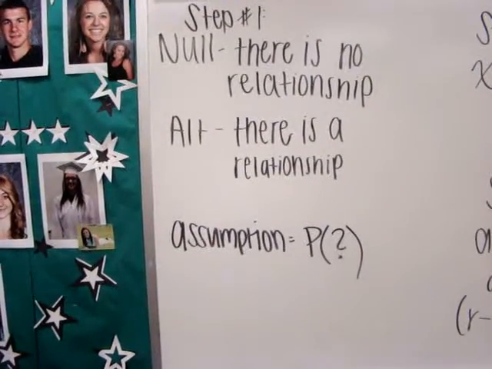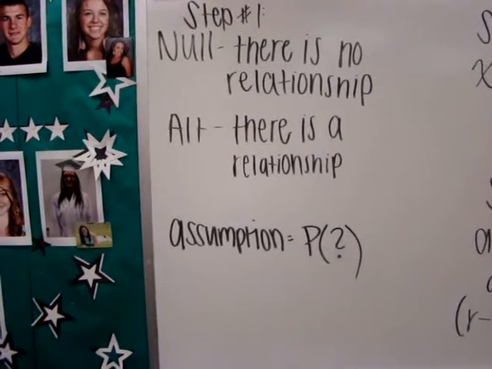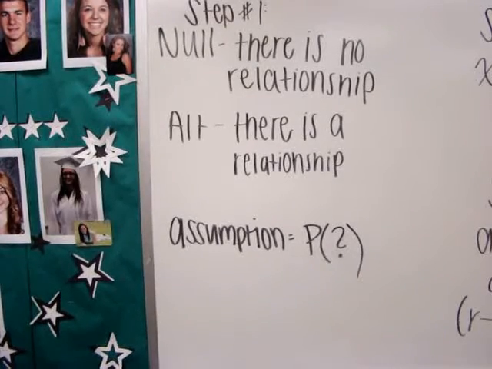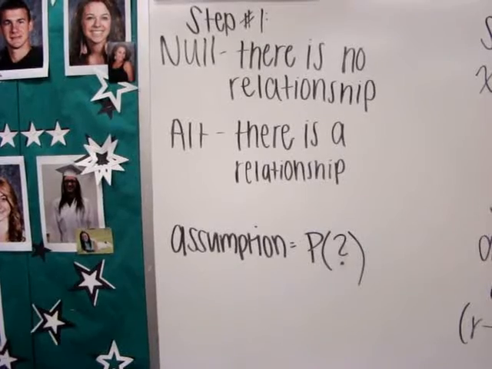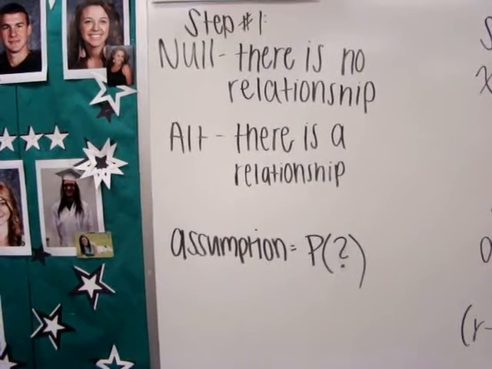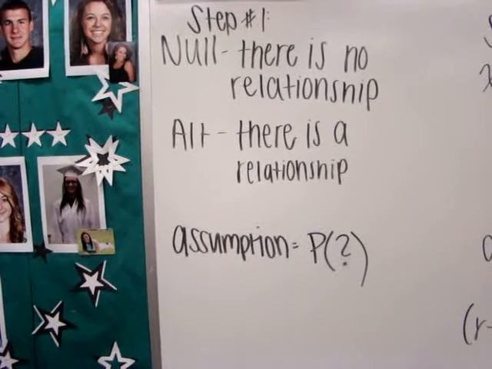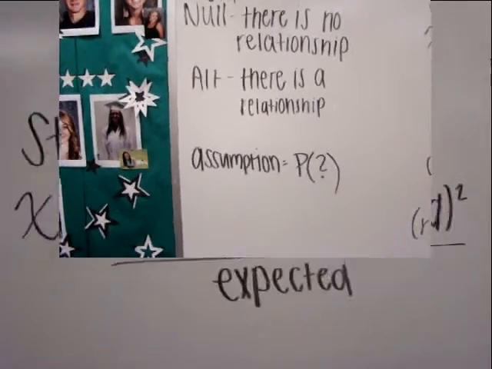Step 1 is to state the null and alternate hypotheses. The null will be that there is not a relationship between the variables. The alternate will be that there is. You also will want to find your assumption. This is the probability that one of the two variables will happen, and this assumption statistic is how you will calculate your expected values. This brings us to the next part of step 1, which is to calculate your expected values. Multiply your assumption statistic to your totals to find the expected values.